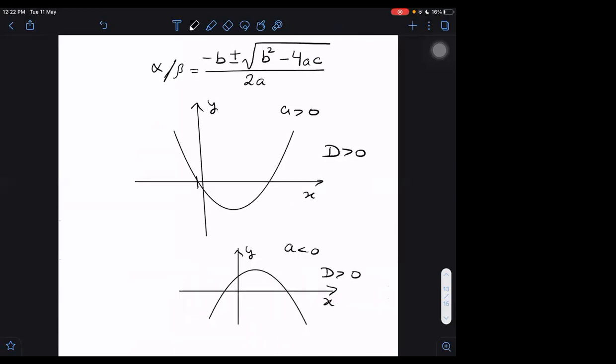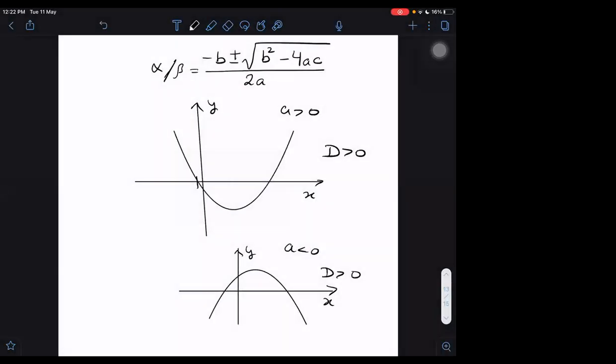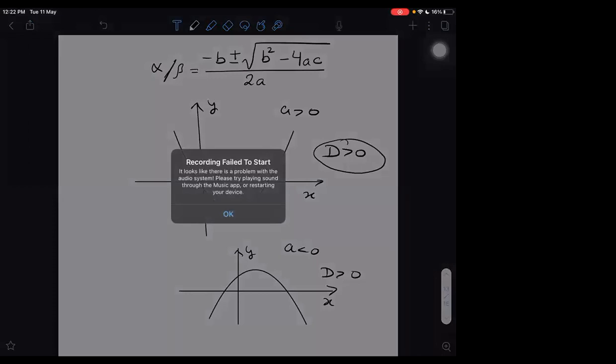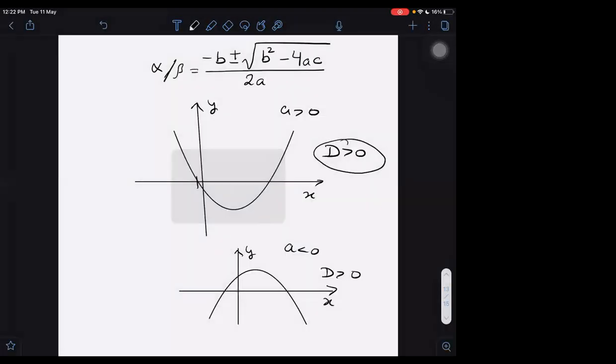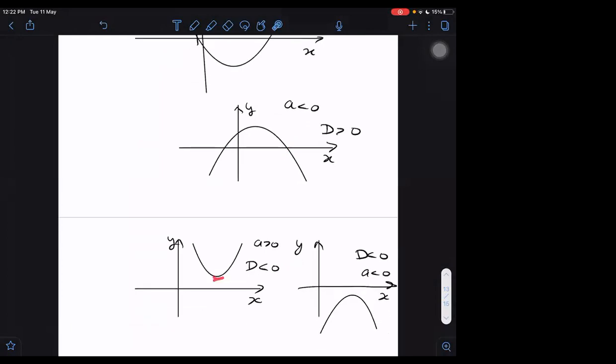Because when discriminant is positive, then we get 2 roots. Yes, 2 roots. Here also 2 roots. Here we are getting imaginary roots. Imaginary roots mean it will not touch the x-axis. Exactly. Here also discriminant is negative, imaginary roots, it will not touch the x-axis.